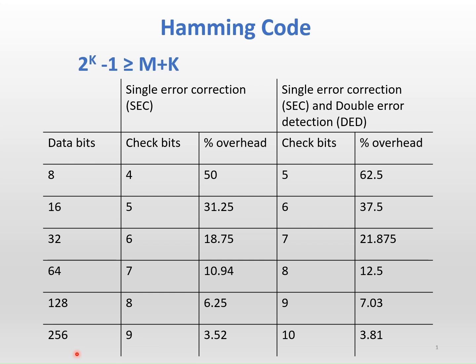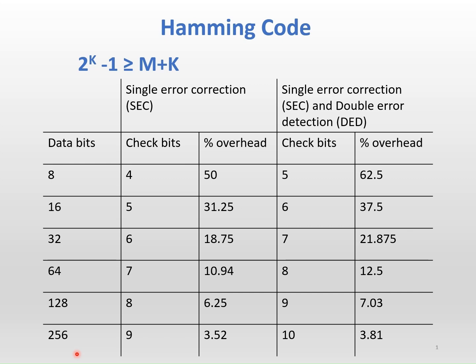So if my data bits is 8, then the check bits required should be 4, because 2 to the power 4 minus 1 is 15, and 15 is greater than 8 plus 4, which is 12. If you take 3, you cannot satisfy this equation. 2 to the power 3 is 8, minus 1 is 7, and 7 is not greater than 8 plus 3. Okay, so that way, if the data bits are bigger and bigger, the number of check bits required is calculated according to this formula.